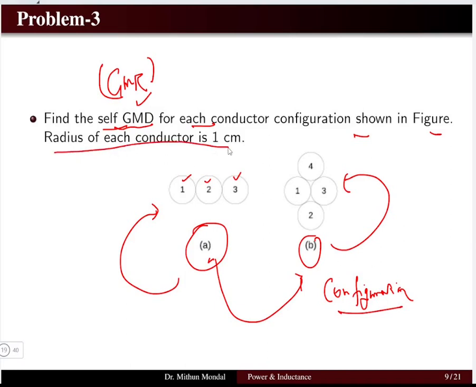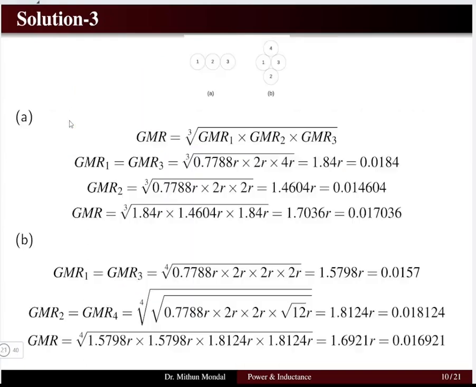Radius of each conductor is 1 centimeter. So if I measure the radius r of each conductor as 1 centimeter, I have to obtain the GMR, that is geometric mean radius. The other name is self GMD. Let us see the solution. First we'll take configuration A. The basic formula for GMR is the nth root, where n is the number of conductors. So here n is equal to 3.